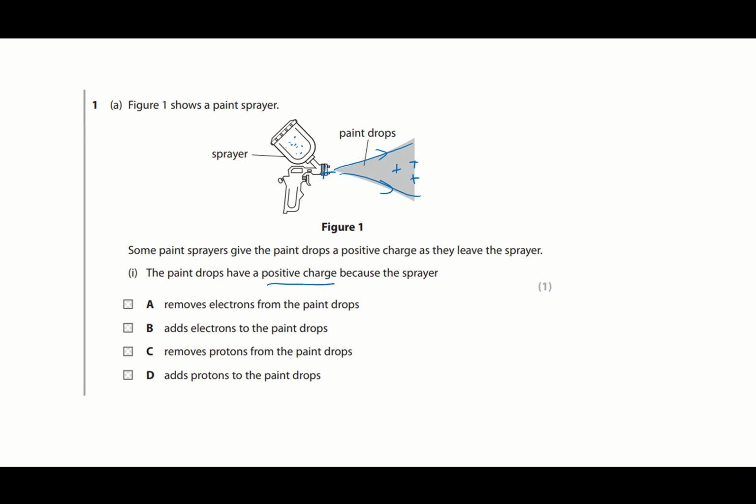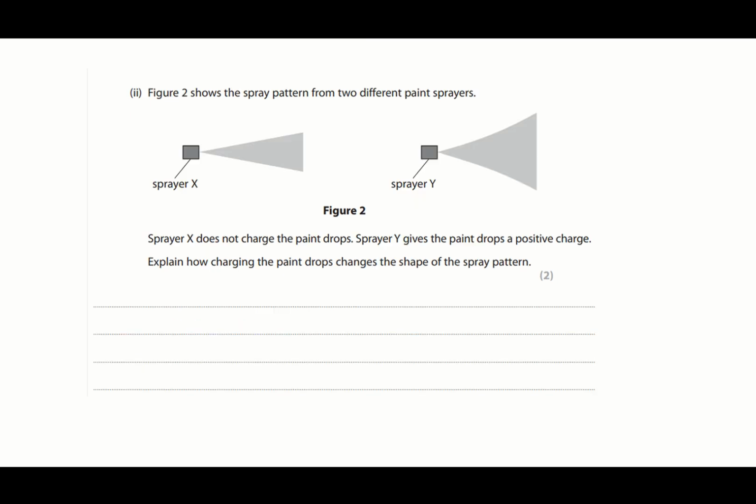Well, remember, we can't move the positive charges in solids. But what we can do is we can remove electrons. So how do I make things positive? I remove the electrons. So that's going to be A. Done. Next one.